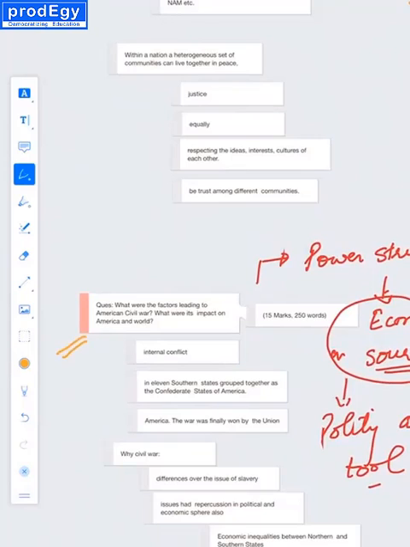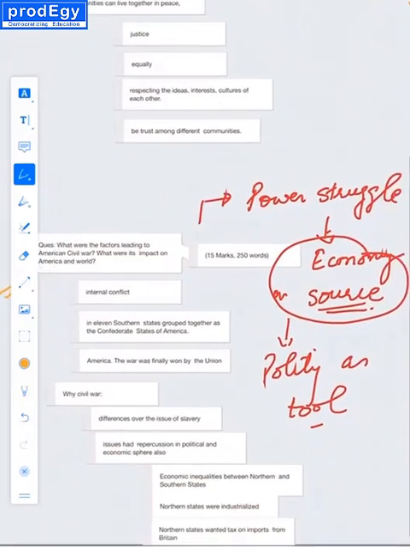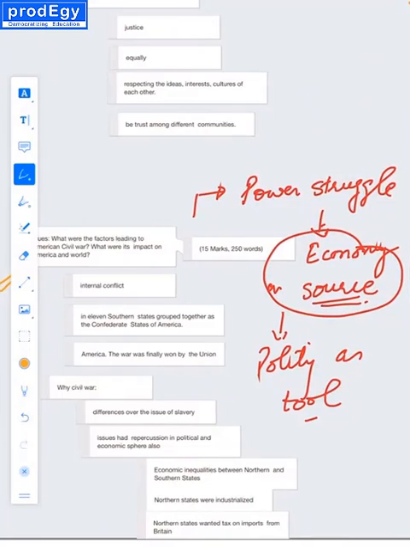Now, next question. What were the factors leading to the American Civil War? What was its impact on America and the world? Before answering this question, here I would like to mention certain things. That there is always power struggle.